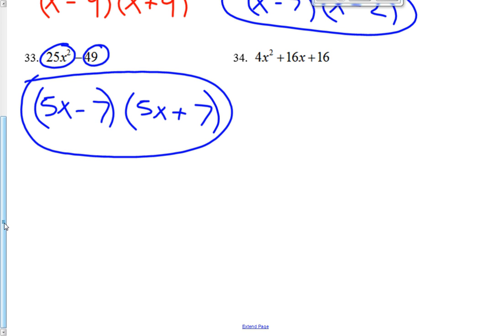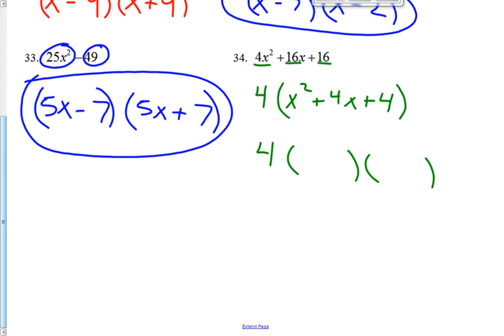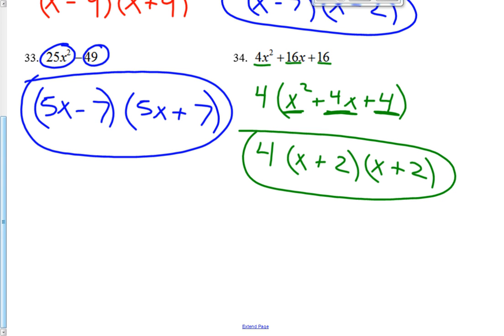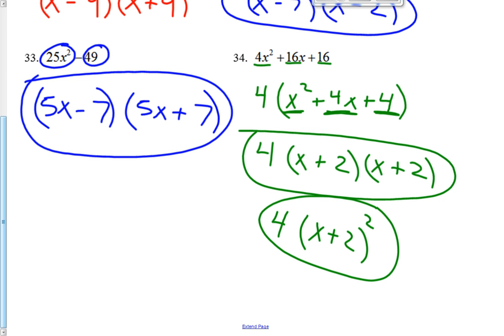34, this one you could take out a GCF first, and that would make it easier to factor. So if you take out a 4 from every single term, you would get x squared plus 4x plus 4. So then it'd be 4 times a binomial. It's x times x, and that gives x squared. Factors of 4: 2 times 2 is 4, and then 2x plus 2x is 4x, and that gets you that in the middle. So this is our answer. If you want to, you could write it as 4 times (x plus 2) squared. That's the same thing.